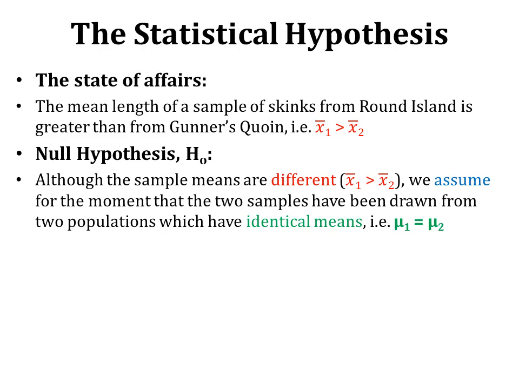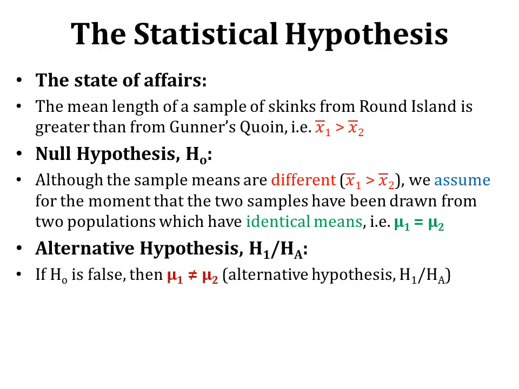So we assume that although the sample means are different, and we saw that the sample mean from the Round Island was greater than the sample mean from Gunner's Quoin, so x1 bar was greater than x2 bar. So this was our state of affairs. Although we have this, we still assume for the moment that the two samples have been taken from two populations which have identical means. So although their sample means are different, the population mean of Round Island and the population mean of Gunner's Quoin Island is the same, which means mu1 is equal to mu2.